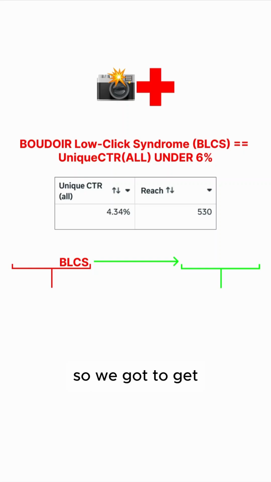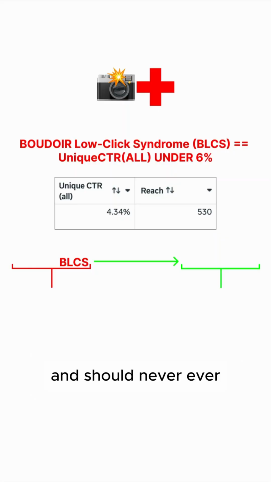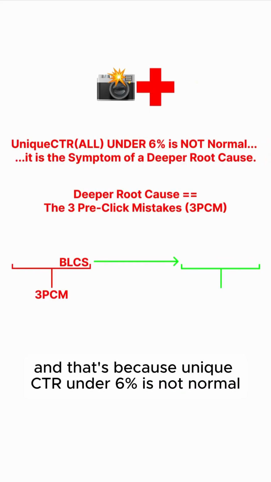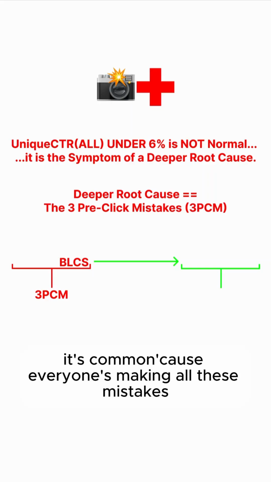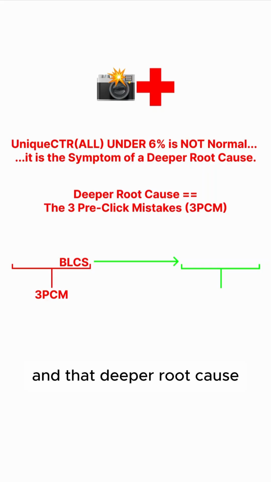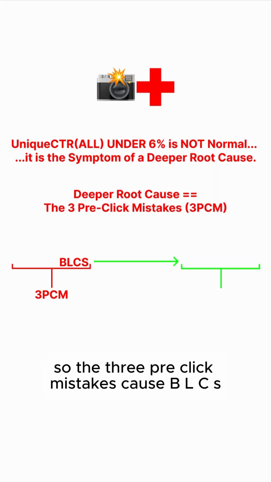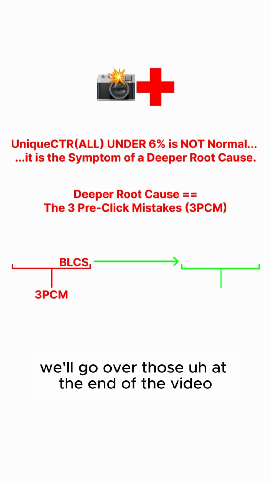So we got to get this number up as high as possible, unique CTR, and it should never, ever be lower than 6%. Unique CTR under 6% is not normal. It's common because everyone's making all these mistakes, but it's not normal. Is this actually the symptom of a deeper root cause? And that deeper root cause are the 3 pre-click mistakes. So the 3 pre-click mistakes cause BLCS. We'll go over those at the end of the video.